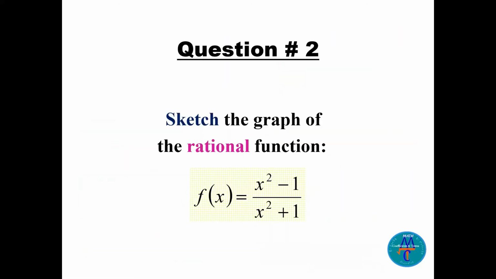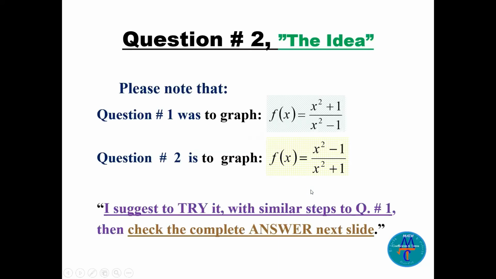Let's see question number 2, please. Sketch the graph of this rational function, f of x equals x squared minus 1 divided by x squared plus 1. Do you see any similarity between question number 2 and question number 1? Do you remember question number 1? The minus was in the denominator and the plus was in the numerator. Let me show you here. This is the idea of question number 2. Please note that question number 1 was to graph x squared plus 1 over x squared minus 1. We did everything possible there in detail.